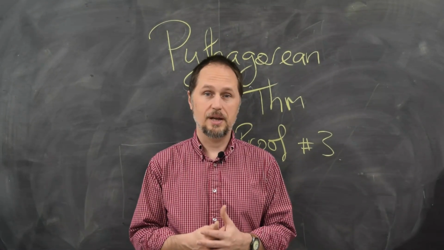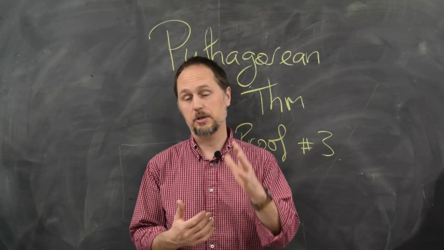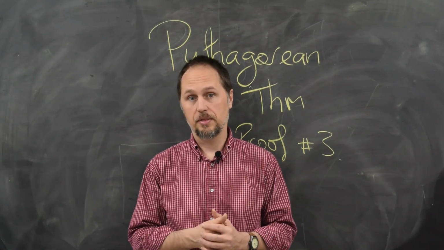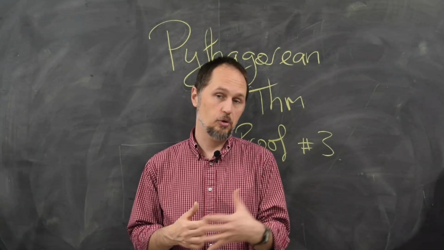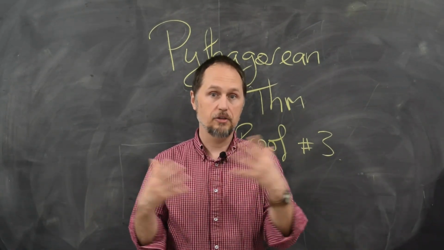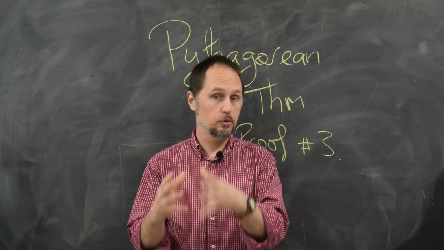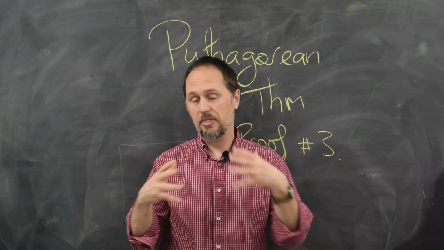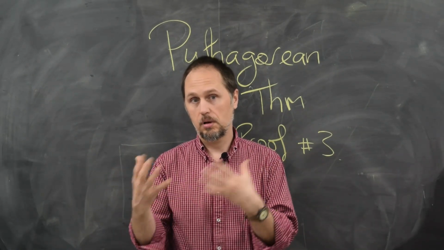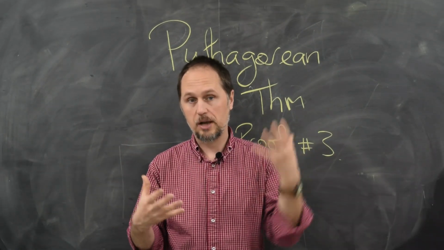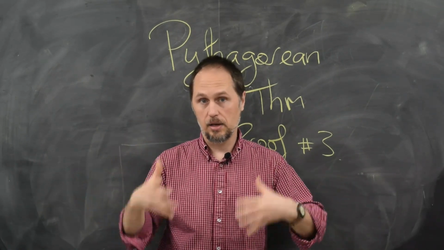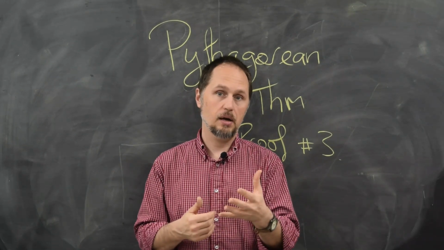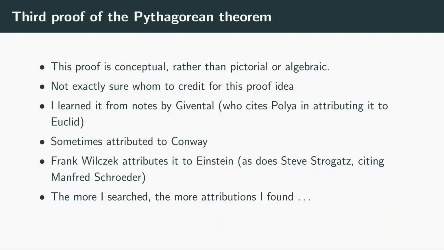Okay, now that we've seen how area behaves under similarity transformations, we're ready to take a look at my favorite proof of the Pythagorean theorem. Now this proof is going to be very conceptual. It's not going to have as pretty a picture as the second proof that we saw last week. However, I think it gives a really good feeling for how the Pythagorean theorem, similarity, and area all kind of talk to each other. Now this proof, I've seen many attributions for it.